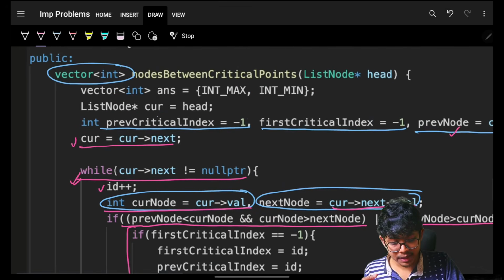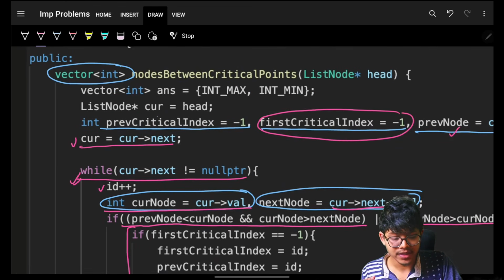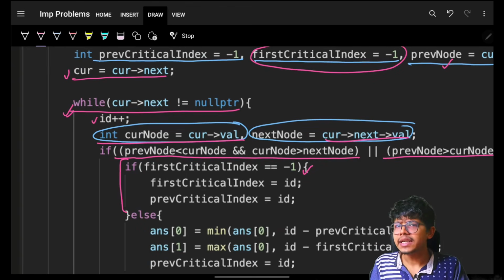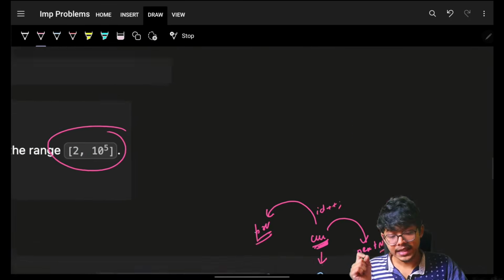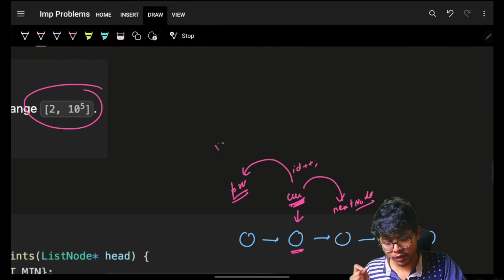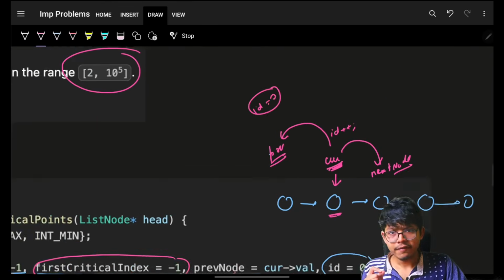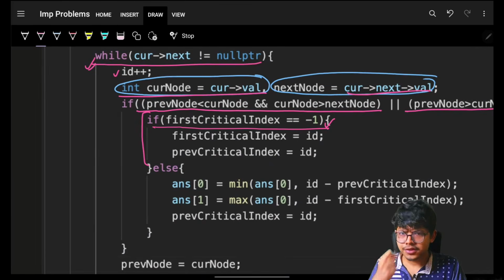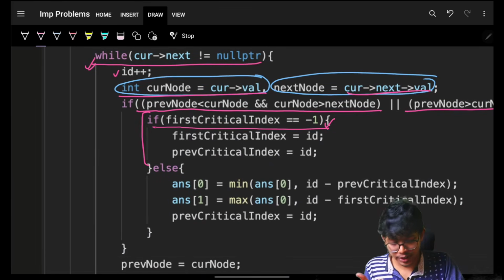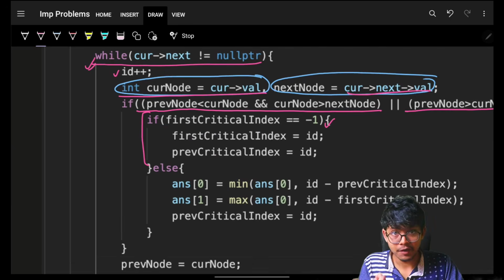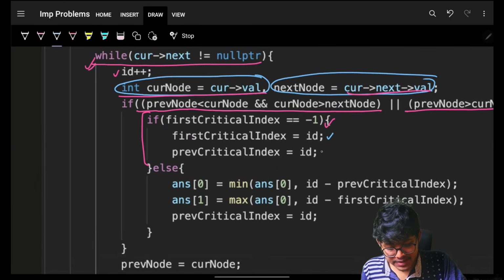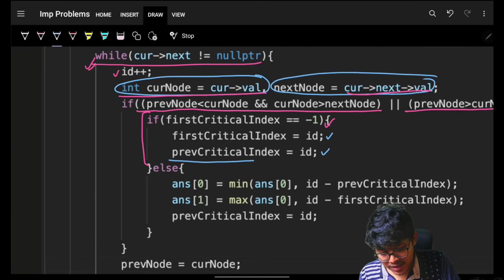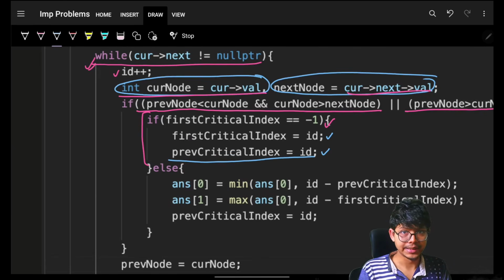So in the very beginning, my first critical index was -1. So if it is -1, which means there is no possible index -1 in the entire array when the indexing itself started from a value of 0. So which means that if the first critical index is -1, this is the first index which came as a critical point. If that's the case, I will simply assign my first critical index as id, and also my previous critical index as id.